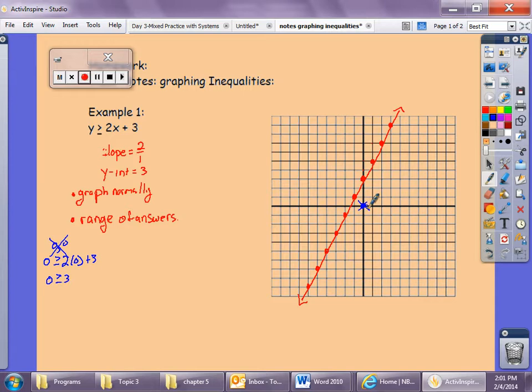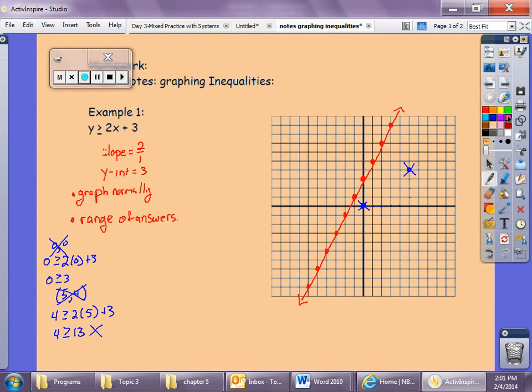Let's try another point over here. This is the point 5, 4. So we plug in 4 for y. Is 4 greater than or equal to 2 times 5 plus 3? Well, 2 times 5 is 10, 10 plus 3 is 13. Is 4 greater than or equal to 13? That's not true, so that point doesn't work. This point also doesn't satisfy it, since it has to be greater than.